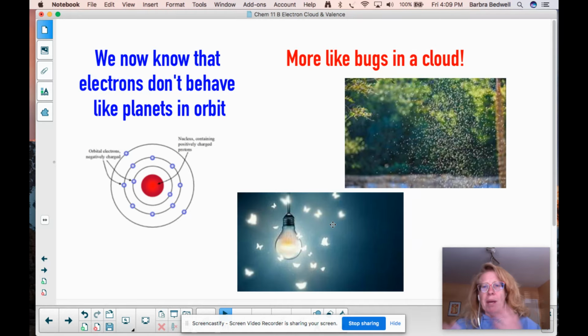So a better way for you to picture what an electron is doing is to picture more like bugs in a cloud. And I put these two kind of pictures up there. Imagine if you're talking about any one of these little gnats that's in here. You could follow one of those little gnats around, or you could follow one of these big butterflies around. But if you look at it from a distance, it kind of looks like a cloud. And if you look at it really close, you can see the individual ones moving around. But not a single one of these is following a real simple path.